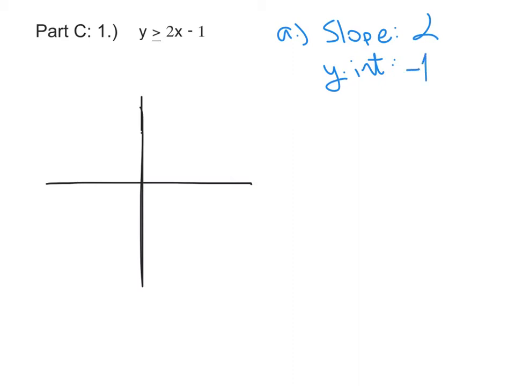So we're going to start with the negative 1. That's going to be the y-intercept. Then we use the slope, 2, remembering that it's 2 over 1, to go up 2 and over 1, and that'll give us our next point.